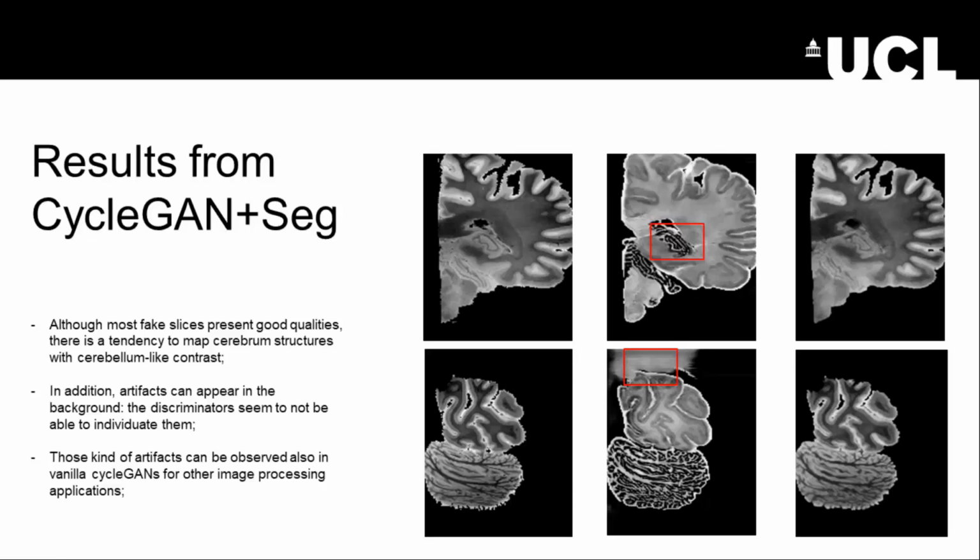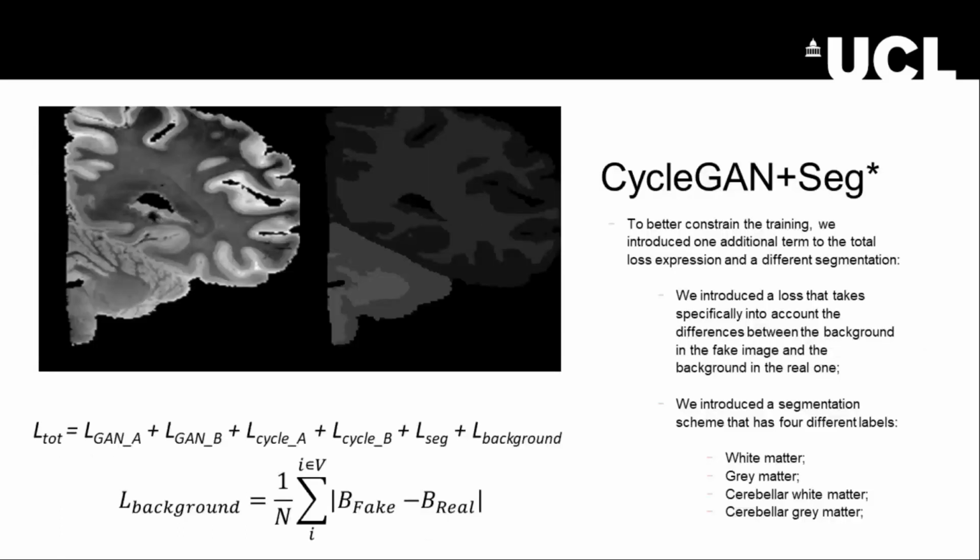And the second problem, which is more common in normal CycleGANs, is that in the background we have an artifact. This is because the discriminator is not trained to distinguish artifacts in the background, because it will just be classified as background. So what can we do? We won't add a sixth network, I promise.